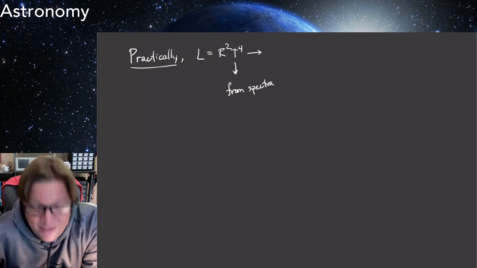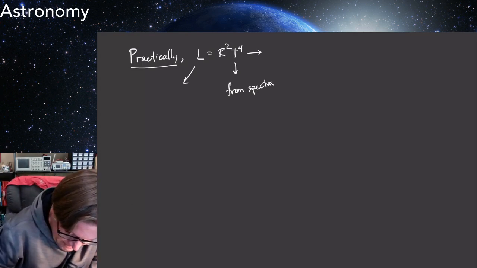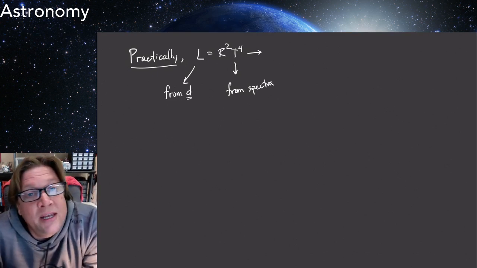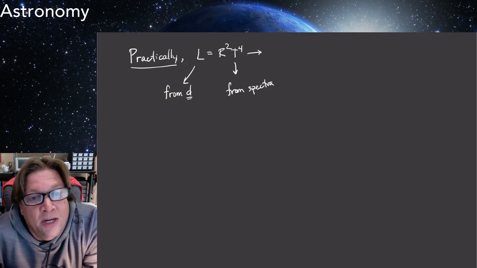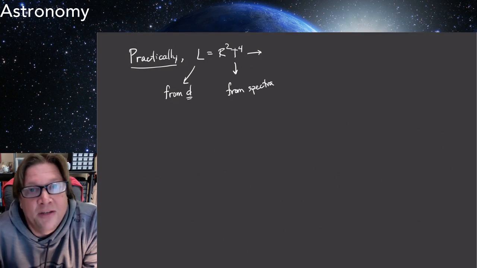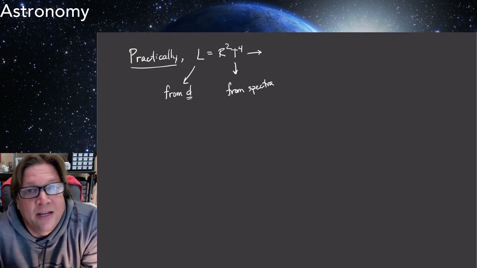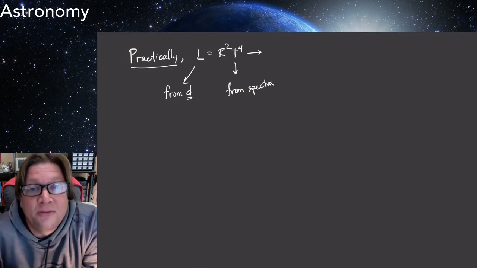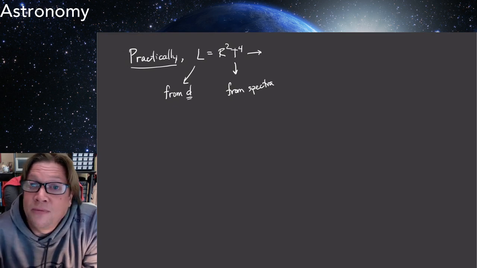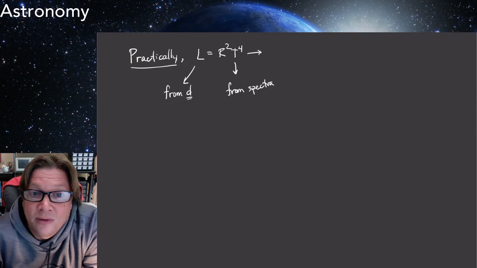The luminosity, usually we can get that from the distance, right? Because if we know how bright a star looks, we can just measure how much light we're getting from the star. So if we know how bright the star looks and we know the distance, we can calculate the luminosity because we just adjust for that distance, because light falls off as 1 over the square of the distance.